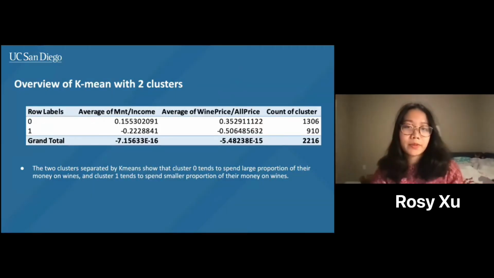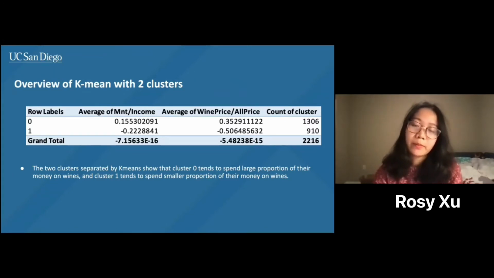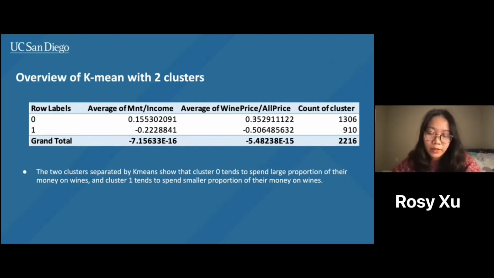Thanks, Bison, for presenting the process of data cleaning and choosing the optimal K for the k-means algorithm. I will present the result of k-means with 2 clusters and analyze the characteristics of each cluster. First, we summarize the mean of 2 metrics respectively. We found that the means of the metrics are consistent for each cluster. People with label 0 are likely to spend a higher proportion of money on wines, and people with label 1 are likely to spend a lower proportion of money on wines.